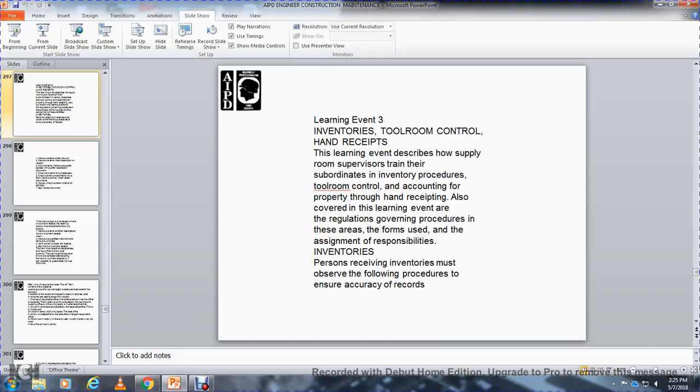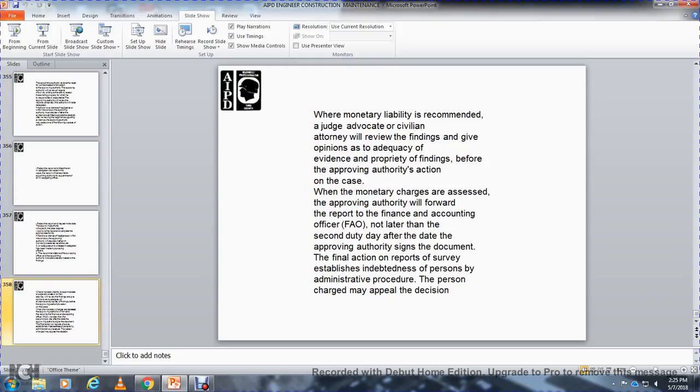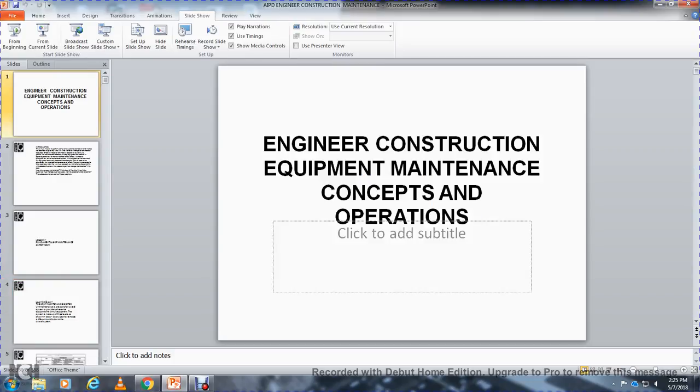And that was the last part of your engineer construction equipment maintenance concepts and operation.